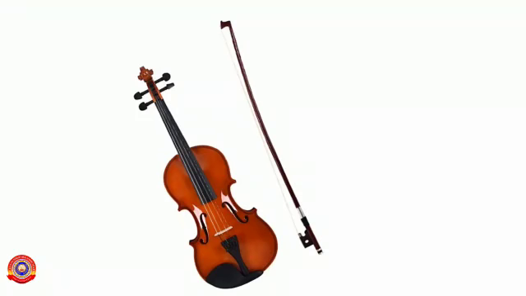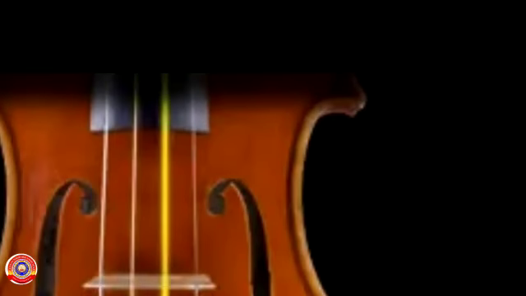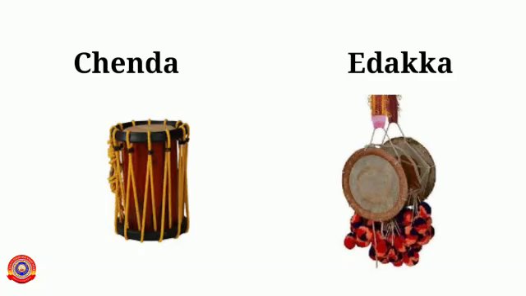When you listen to the sounds by plucking the different strings of a violin, you will understand that the sound emitted from all the strings are not similar. The same situation: there is a difference in the sound produced by Chenda and Idakka. What may be the reason for this difference?